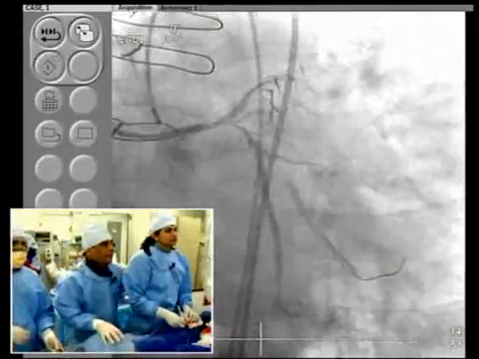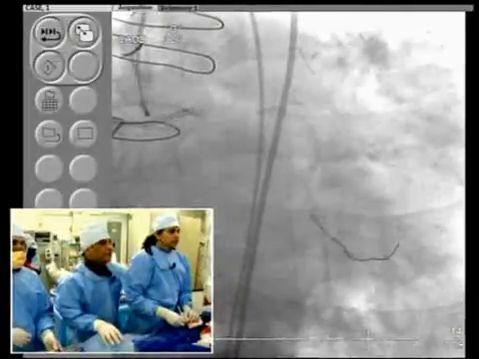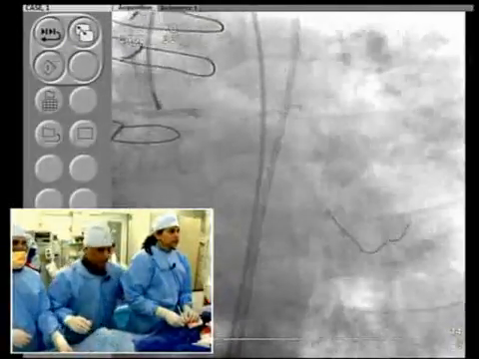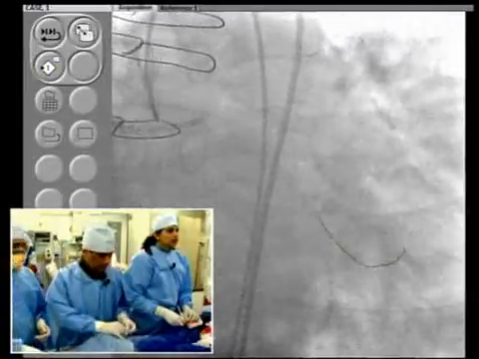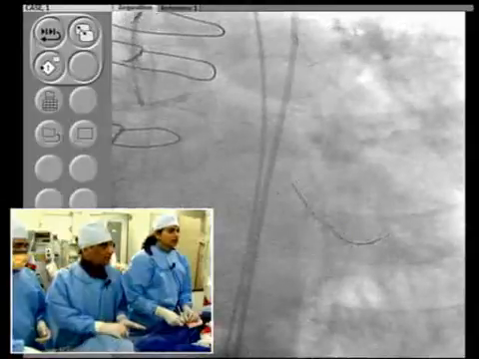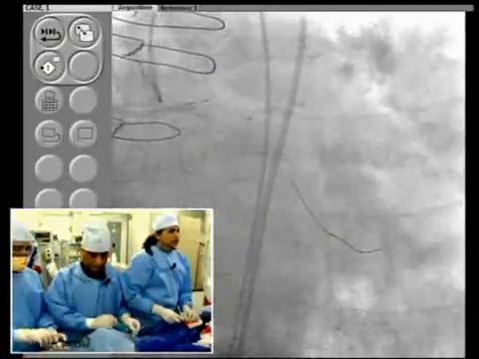Okay. Now what we should do is take care of the proximal, and then of course we'll take care of the distal segment later on. Leave the wire there. You want to leave this wire there? Yeah. Okay, good. So take this wire. Okay, go up. Okay, go up.